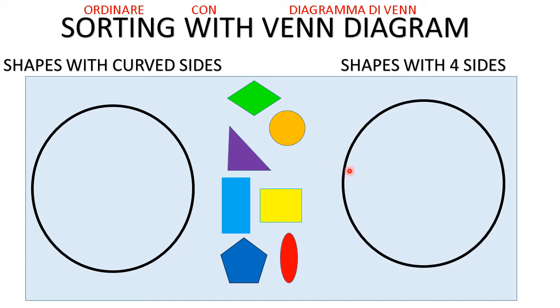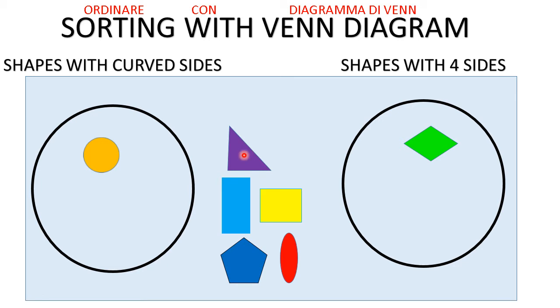Here we have two groups: shapes with curved sides, shapes with four sides. Where do we put the diamond? That's right, shapes with four sides. Where does the circle go? Great, shapes with curved sides.